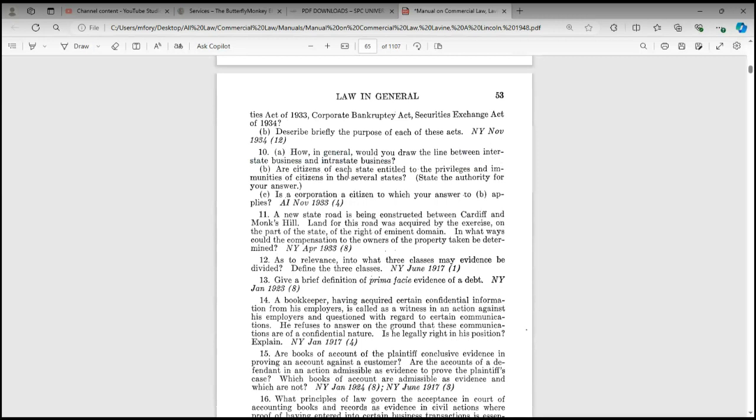Are citizens of each state entitled to the privileges and immunities of citizens of the several states? State the authority for your answer, which is the Constitution, Article 4. Is a corporation a citizen, to your answer in B? The answer is no. A corporation is not a citizen as in one of the citizens of the several states. Only people can be that.